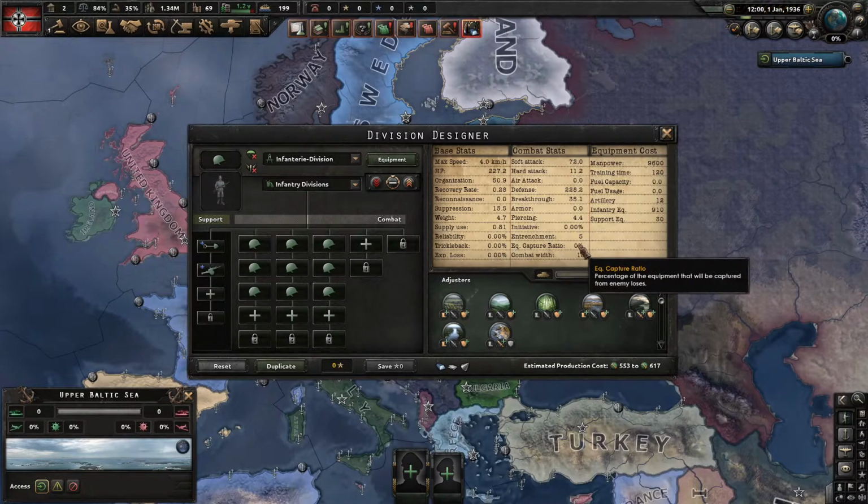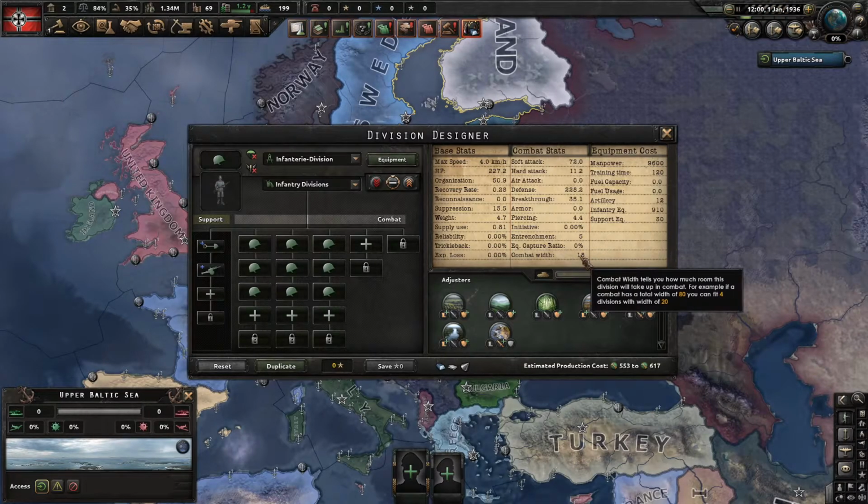The equipment capture ratio. If you defeat enemy troops or you destroy them, then you will capture a bit of their equipment, and the higher this percentage is, the more equipment you will capture and you can use for yourself, which can be a good add-on for your own stockpiles.